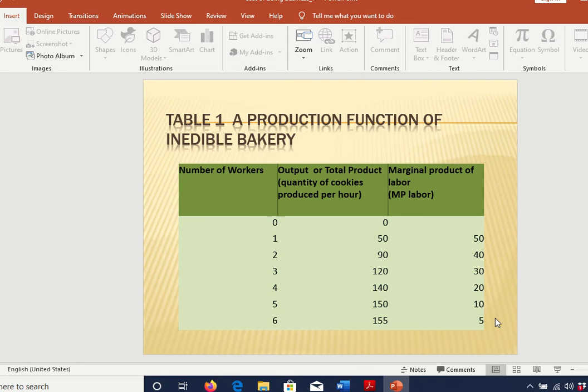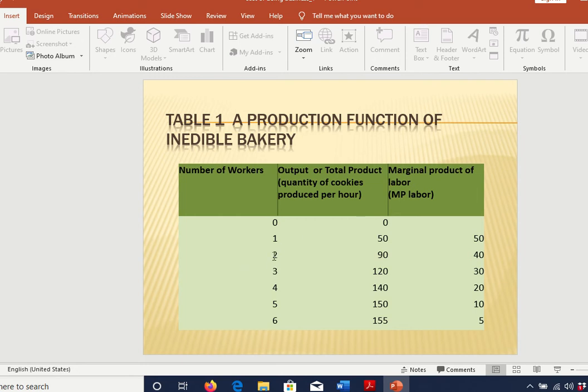And that is probably clearer if you look at the table one more time. Okay? So as the factory, the bakery, goes from 0 to 1 workers, you can see that the total production or total output increases by 50 cookies. So that means the first worker adds 50 cookies to the total production. So that's the marginal product of labor of the first worker. And then when it goes from 1 worker to 2 workers, the total production goes from 50 to 90.